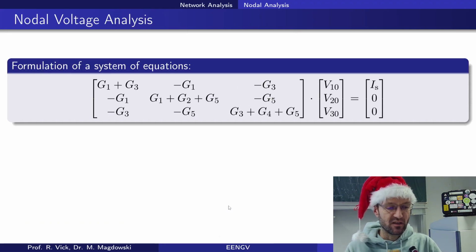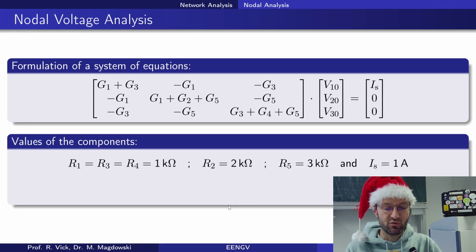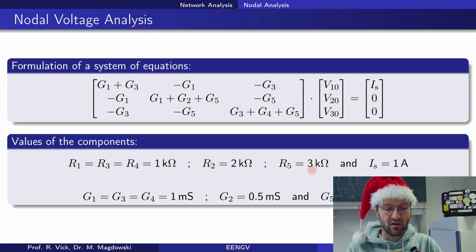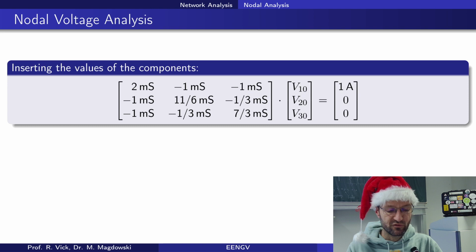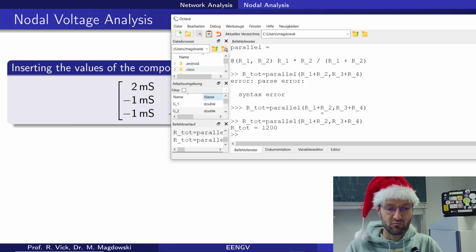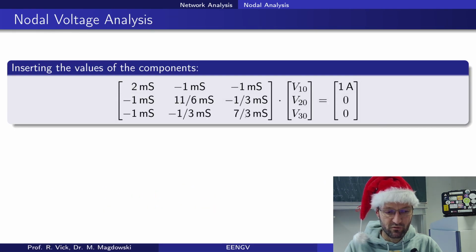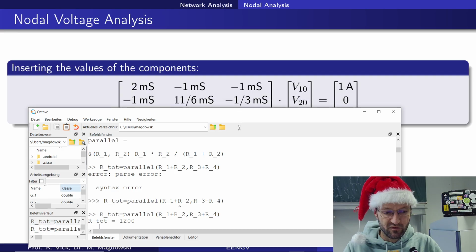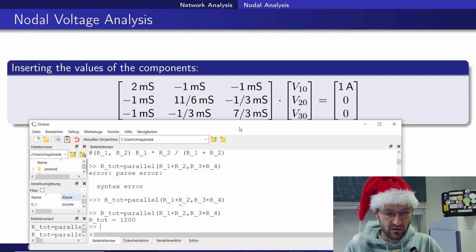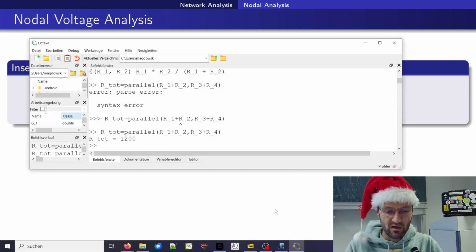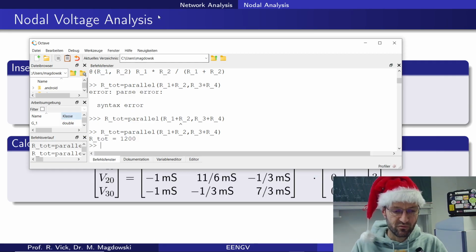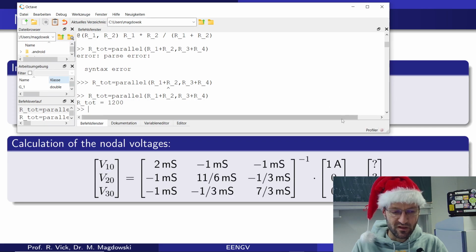Okay, so we can set up a new system of equations and insert new values. For the resistor R5, I've selected 3 kilo ohms, so 1/3 of a millisiemens. Then we can insert the values of these components, and this is of course what we can now check in our Octave. So I will maybe move the window over here and make it a bit smaller.